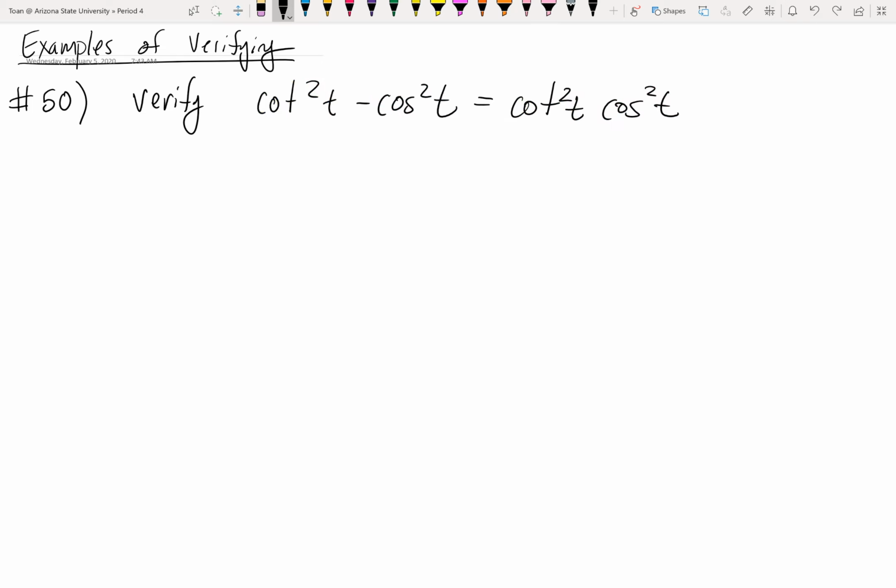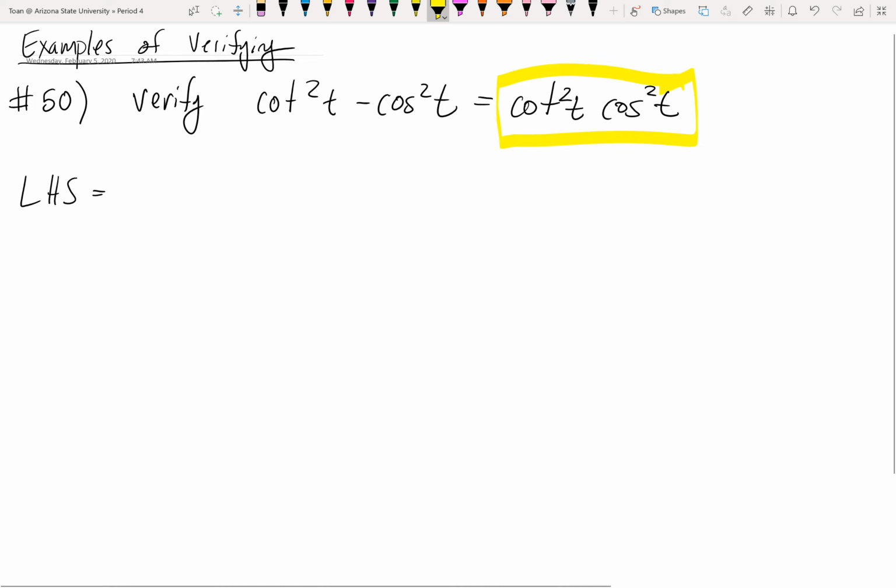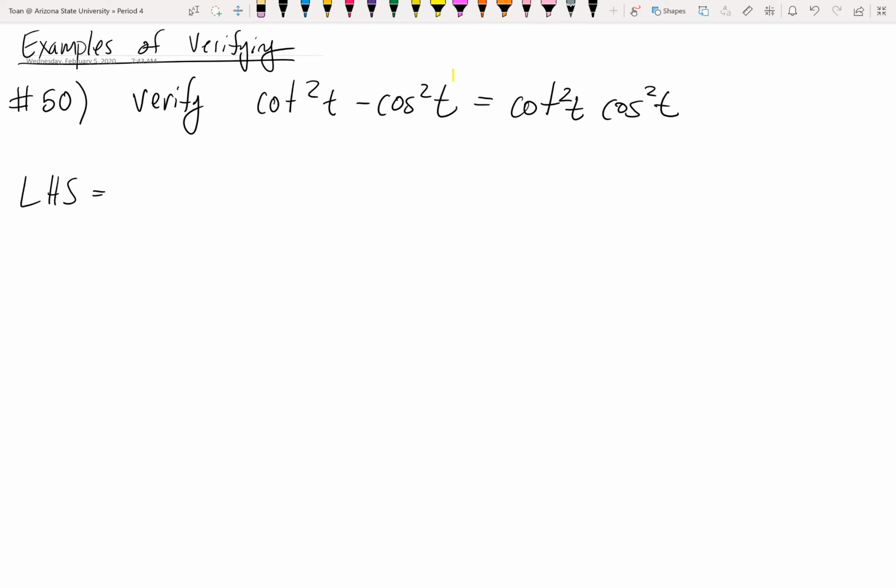So my usual hint: start with the side that looks more complicated. I mean, they're both simple and plain looking, but I typically like to pick the side that has more pieces, more terms to play with, and that's going to be the left-hand side. Now, using my hints, look at the end goal as a guide. Notice how the end goal uses cotangents and cosines, and that's exactly what we start with. So on face value, it looks like I don't want to change my pieces.